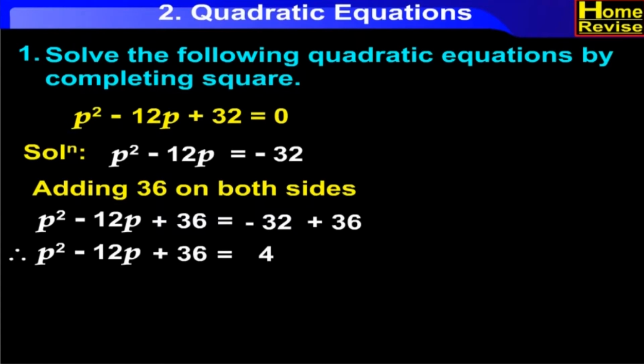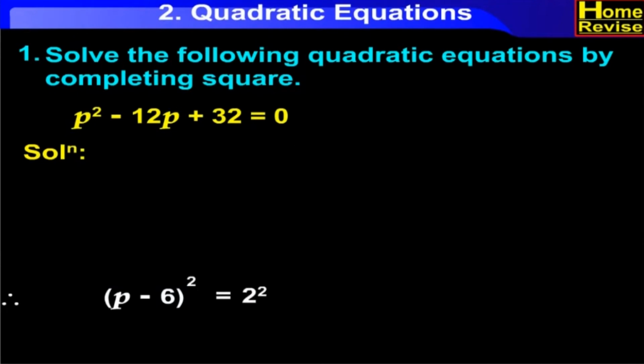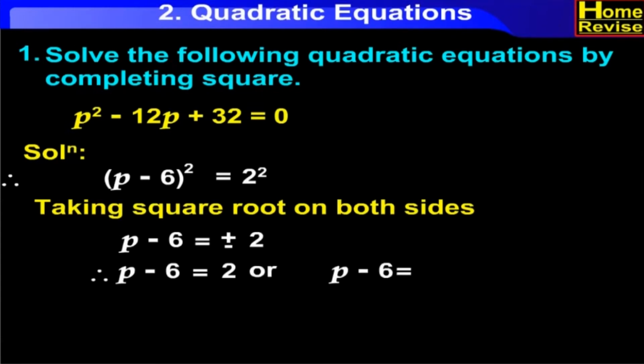Now, here p square minus 12p plus 36 on the left hand side is the square of p minus 6, and 4 is the square of 2. Therefore, p minus 6 whole square is equal to 2 square. Taking square root on both the sides, we get p minus 6 is equal to plus or minus 2. Therefore, p minus 6 is equal to 2 or p minus 6 is equal to minus 2.